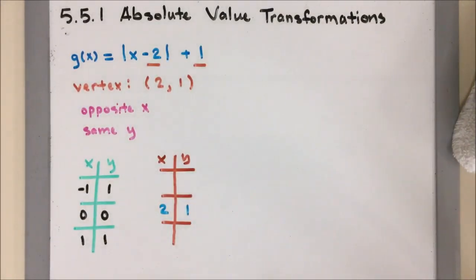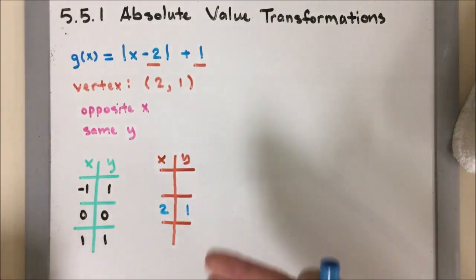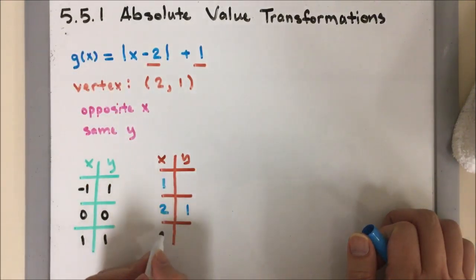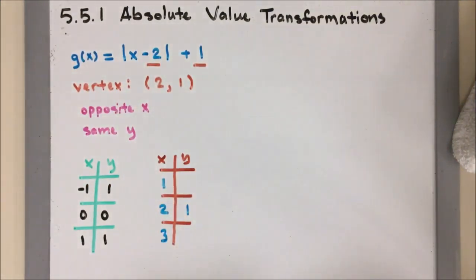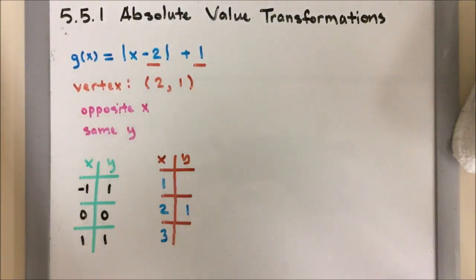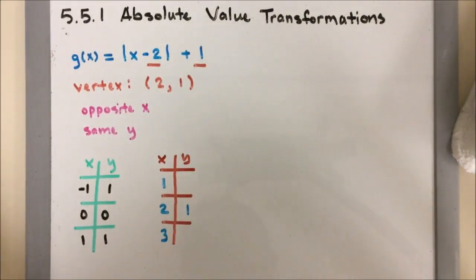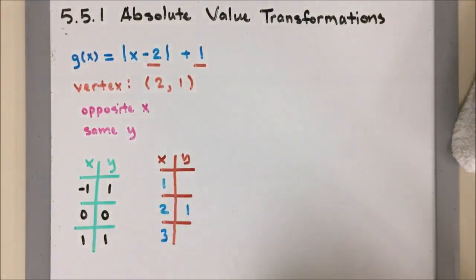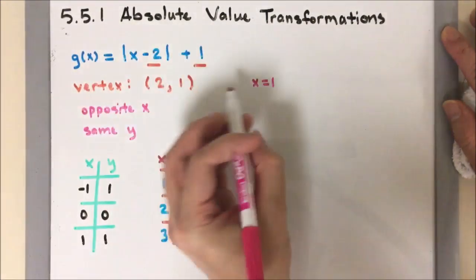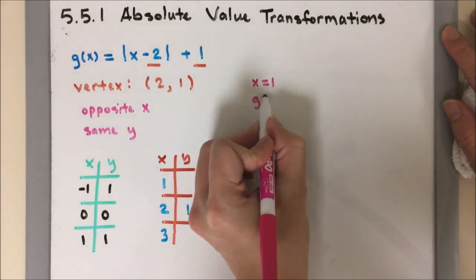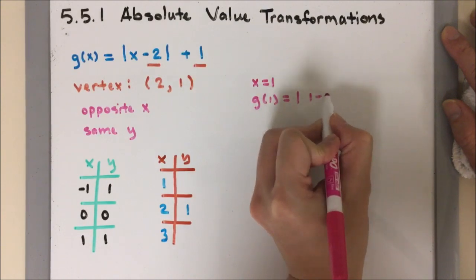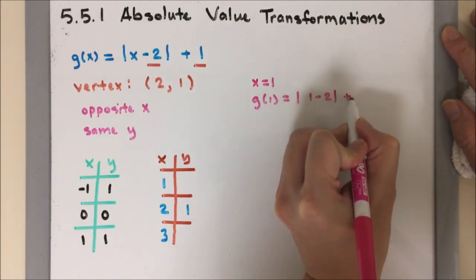Alright, so in order to determine our x value, since 2 is in the middle, you go one number lower, which is 1, and then you go one number higher, which is 3. So let's do the work for these two. Alright, so the first one is x equals 1. So I'm going to plug 1 into the x, so g of positive 1 equals the absolute value of 1 minus 2, and then plus 1.